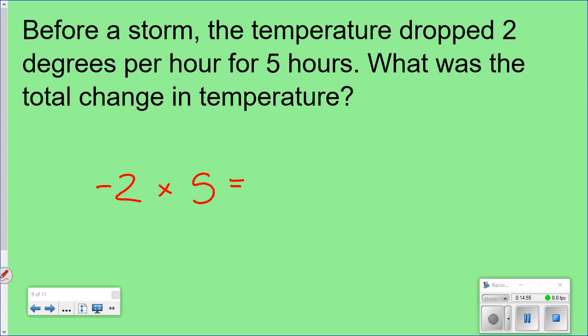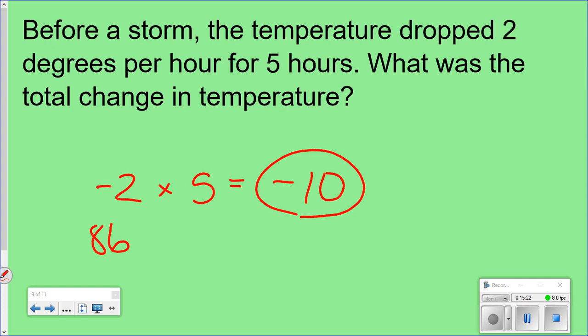Okay, so we know 2 times 5 is 10, right? Is it positive or negative though? Negative. Two different signs. So that means the temperature drops 10 degrees. That happens during a storm sometimes. Matt, what temperature was it? Let's say it was 86. Now it would be 76. You're right. Do you guys have any questions on story problems?